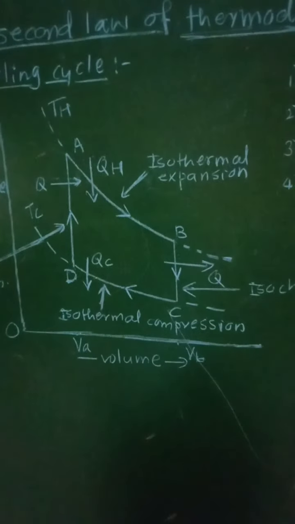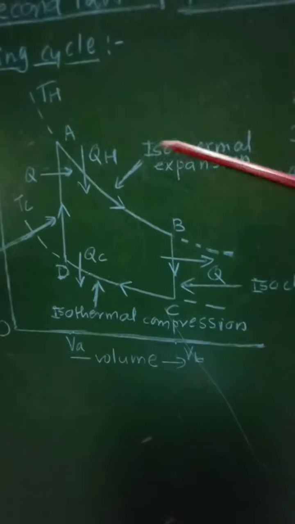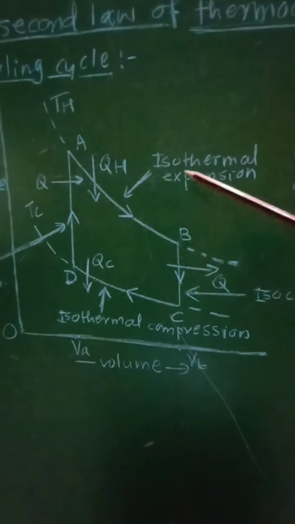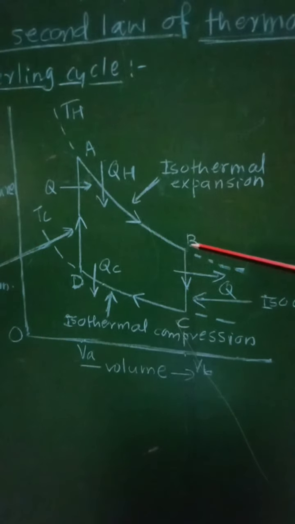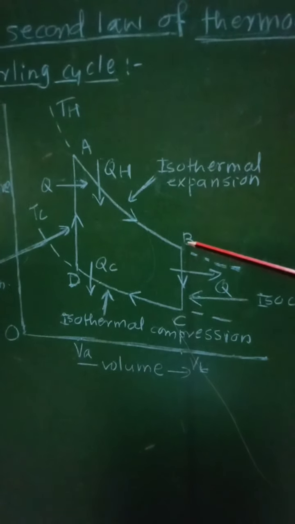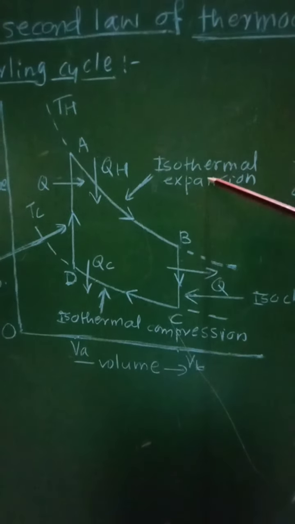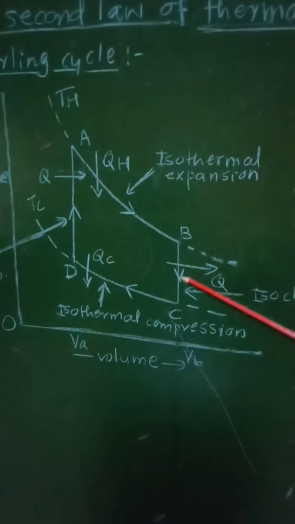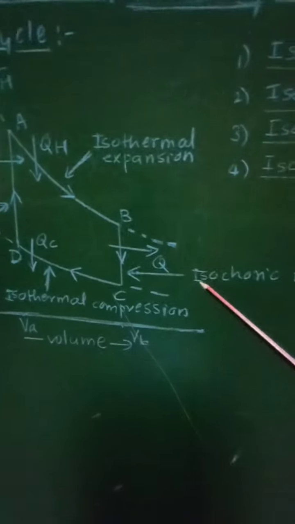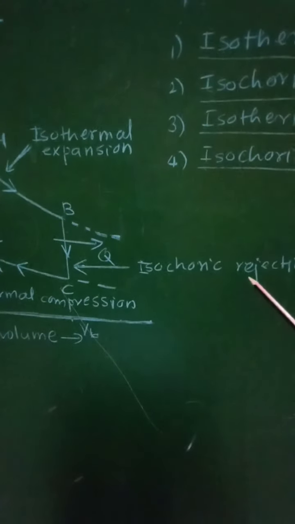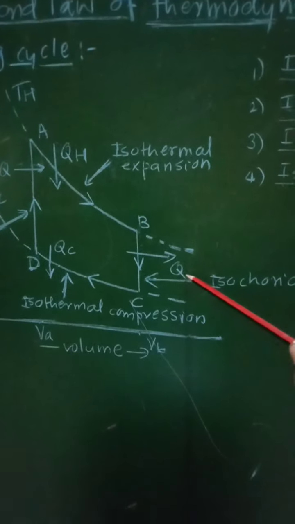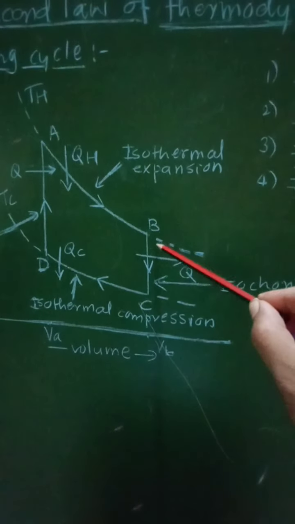From the figure, for part AB there is isothermal expansion because there is an increase in the volume of the gas while keeping the temperature constant. For the second part BC, it is isochoric rejection of heat energy, so some part of energy Q will be rejected during this path.